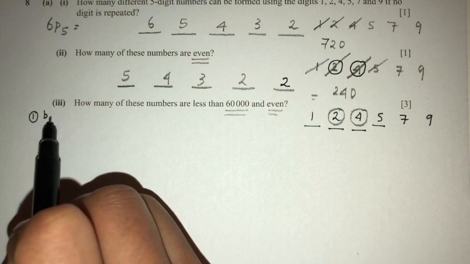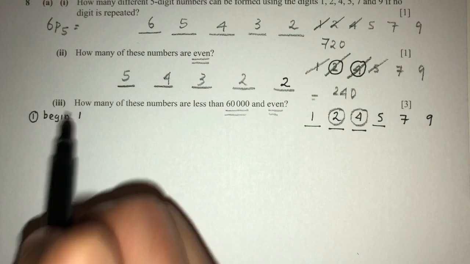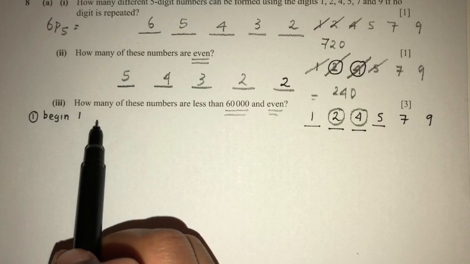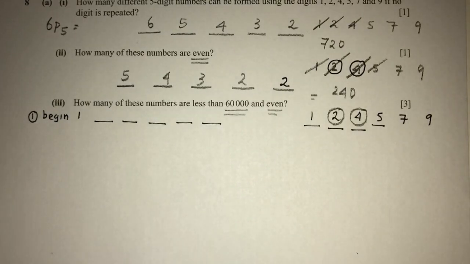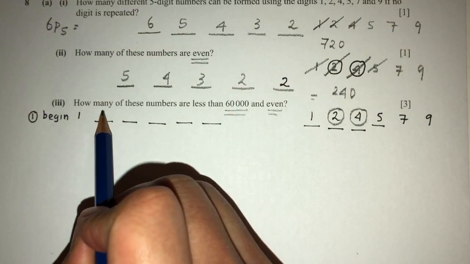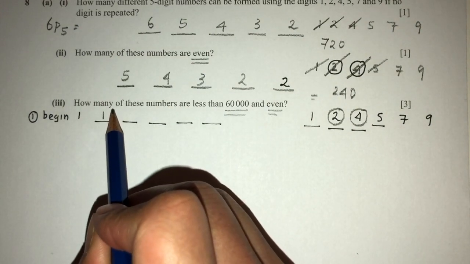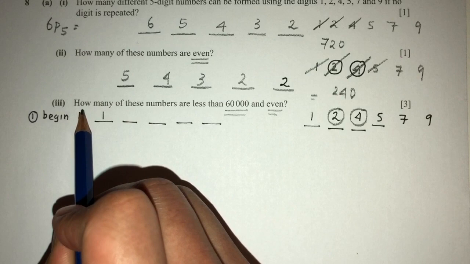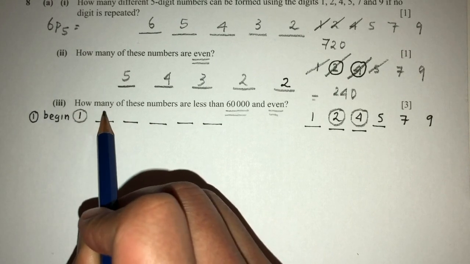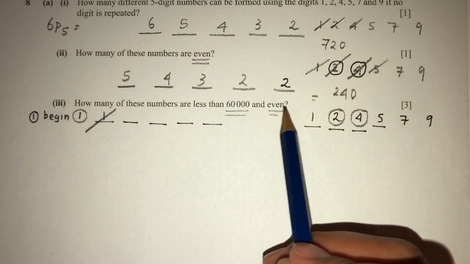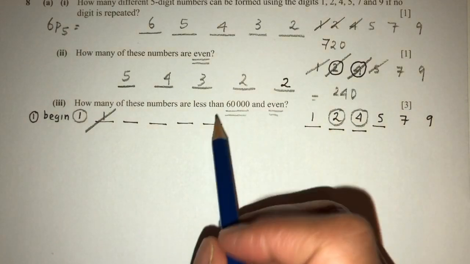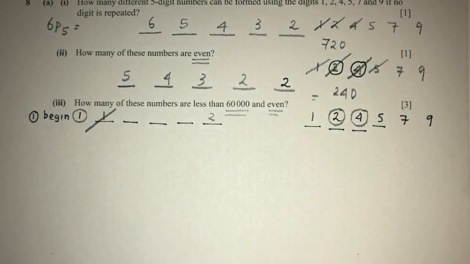Let's begin with number 1. So we have 5 spaces, 1, 2, 3, 4, 5. So we put 1 here, and we forget about 1. Because we assume it is beginning with 1 already, we put the number 1 here and we forget about it. Now for the number to be even, we have 2 choices. So we have 2 choices right here.